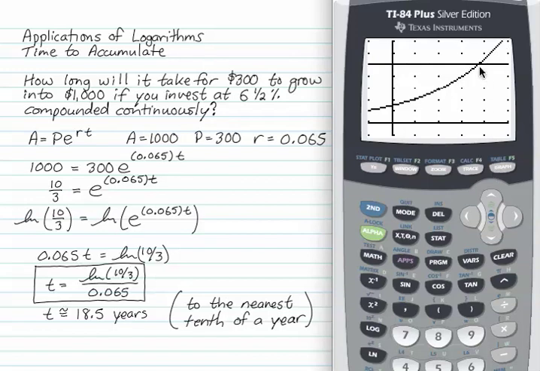There's the curve. There's the intersection point where the graph first cracks 1,000. And it looks like it's going to happen just shy of 20. Every mark here is worth 5.